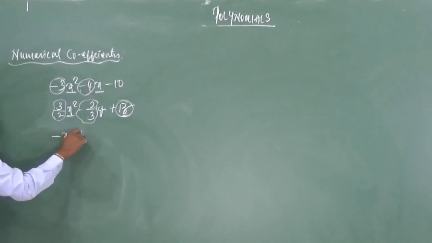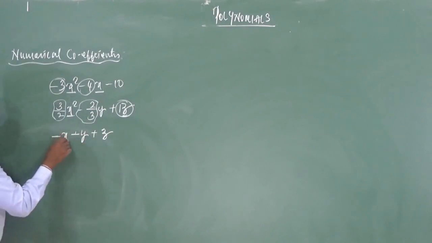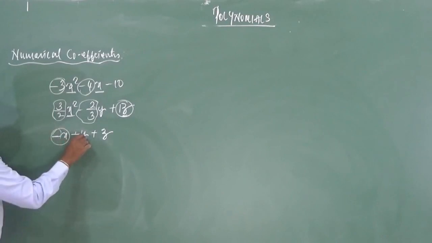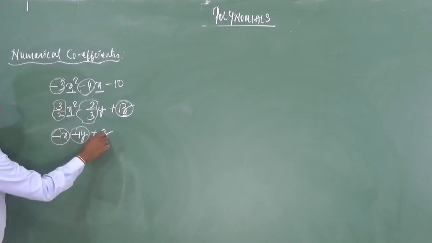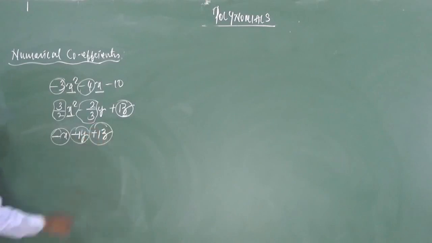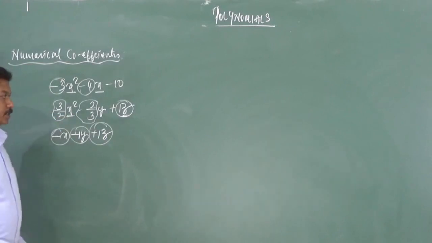Minus x minus y plus z. So it's an algebraic expression. What is the numerical coefficient of x? It is understood, it is minus 1. What is the numerical coefficient of y? It is minus 1, it is understood there. And what is the numerical coefficient of z? It is plus 1, it is understood. So we need this understanding to learn polynomials better.